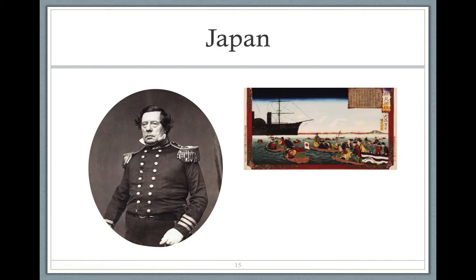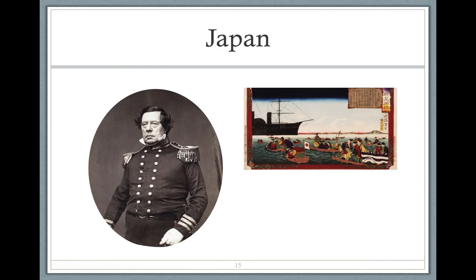So Commodore Matthew Perry attempts to basically just, through a talk, open up this peaceful alliance where we can trade with each other, and Japan essentially says, no thank you, or if you will, thank you, next.